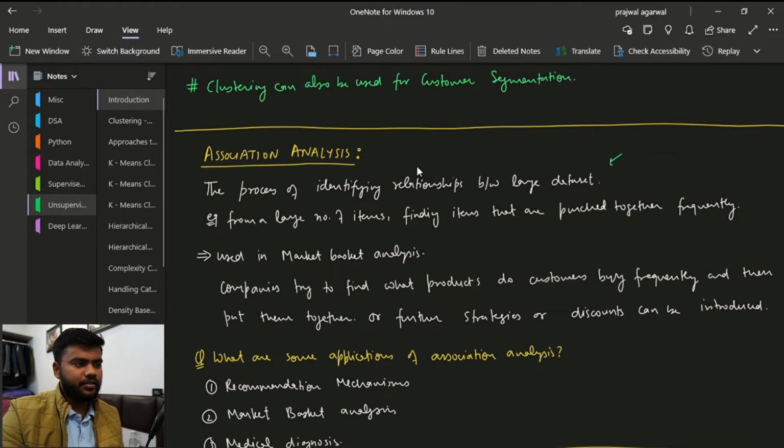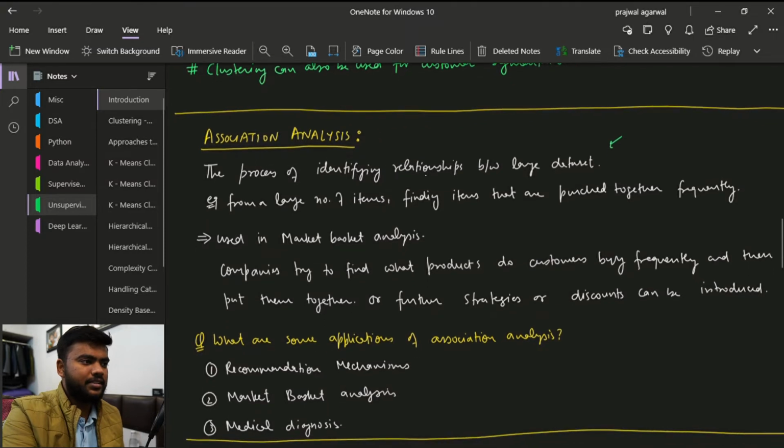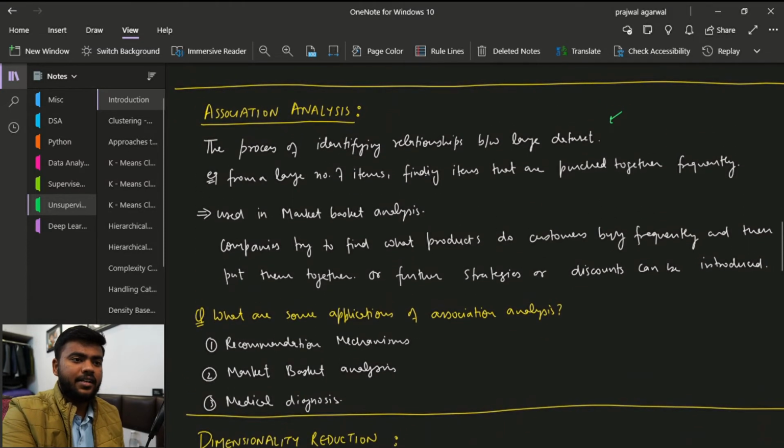So this is what we do. From a large number of items, we find items that are purchased together frequently. And when you visit shopping websites like Amazon or Flipkart, whenever you are on a product, you can scroll down and see that it is always showing you recommendations that they are frequently purchased together. So this is the association analysis that is being performed on the back end.